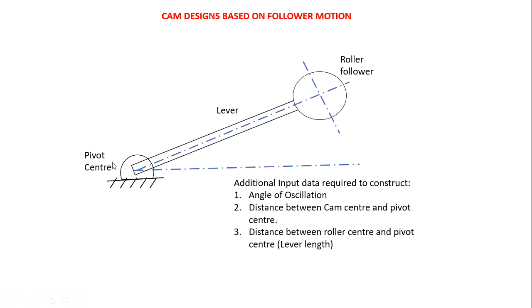So the important things are the pivot center, lever length and roller follower, that means the dimensions of the roller. We need additional data such as the angle of oscillation, and the distance between the cam center and the pivot center. So somewhere here the cam center will be, and this one is the pivot center. One more data is the distance between that pivot center and the roller center. That is the lever length. So these data are additionally required.